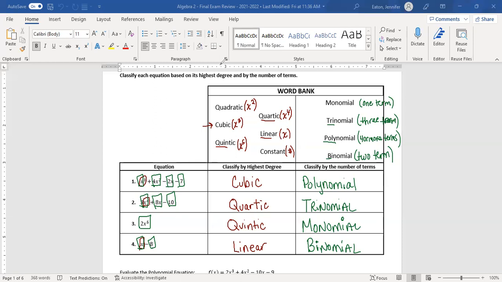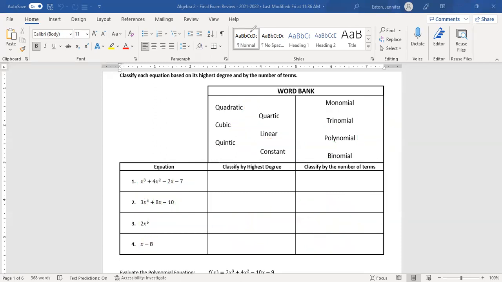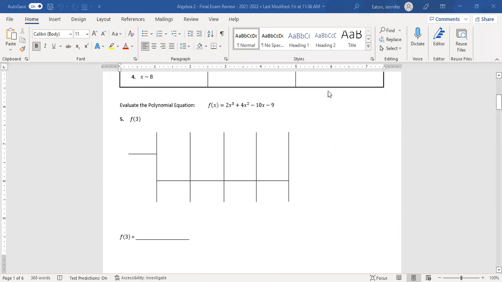All right, so I'm going to go ahead and clear that out. And I'm going to scroll down, so pause the video here if you need to. And we're going to scroll down so we can see problem number 5, which is all about our synthetic division.